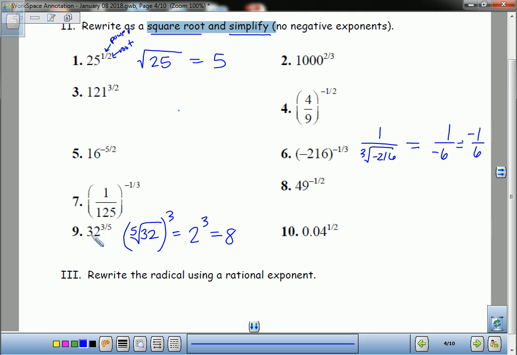On this last one I'm going to talk you through, the denominator is 5, the numerator is 3, so it's the 5th root of 32 cubed. Well, the 5th root of 32, what number times itself 5 times is 32? That is 2. And 2 cubed is 8.